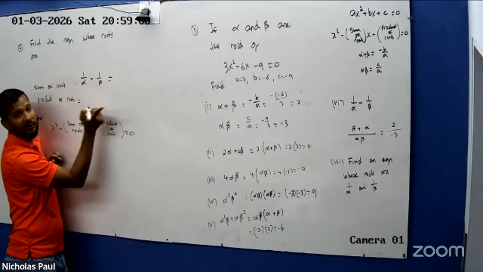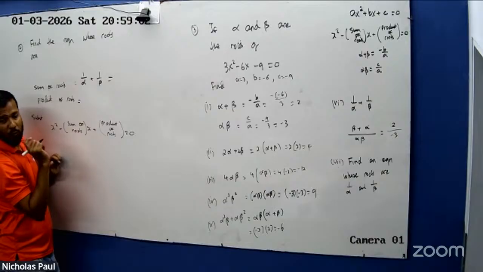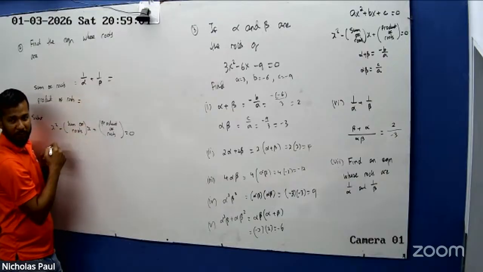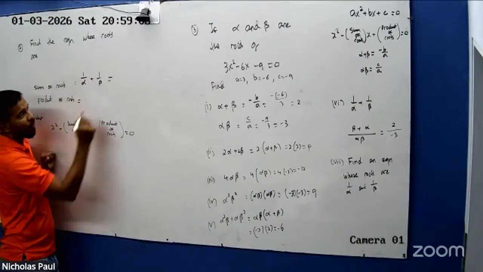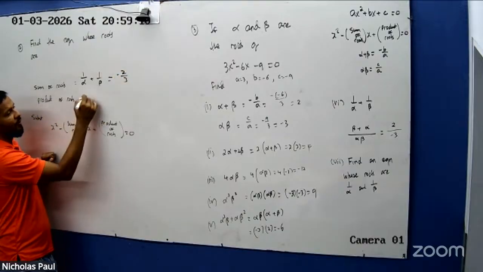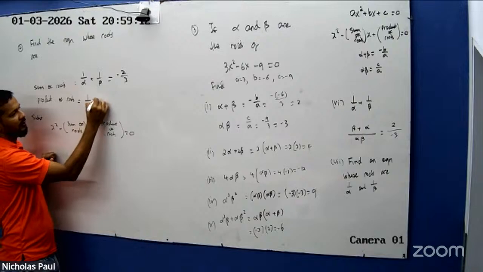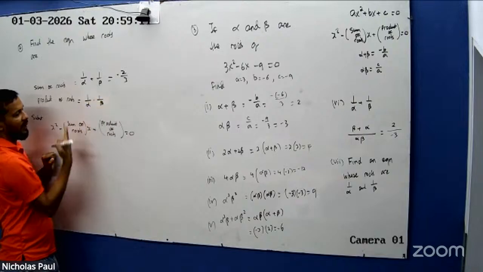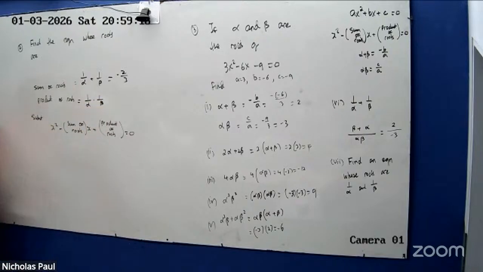It's on the board still. What was 1 on alpha plus 1 on beta? 2 over minus 2. Right? Now all you have to do for yourself is to find the product, and then dump it in here. Find the product and then dump it in there and we'll be done.